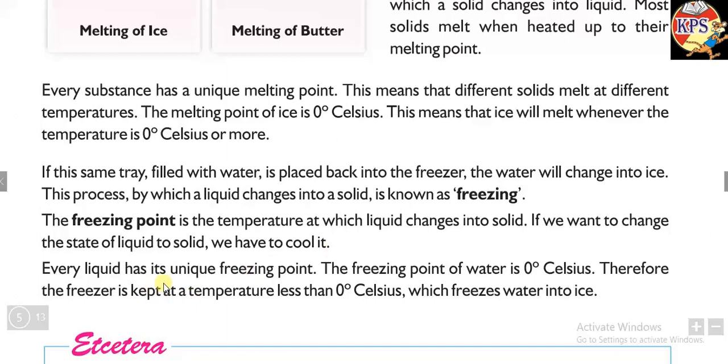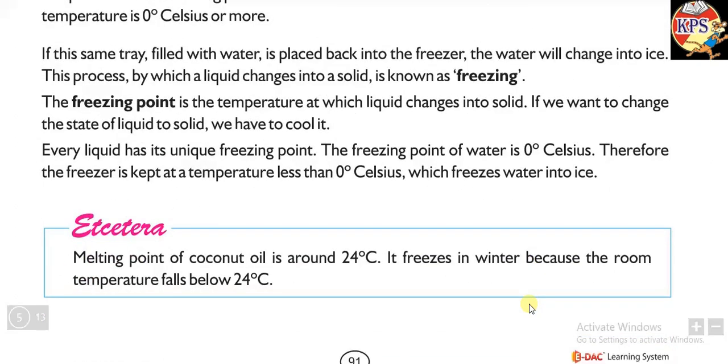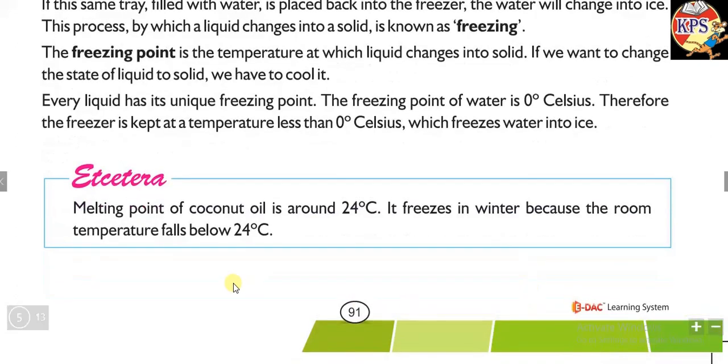Every liquid has its unique freezing point. The freezing point of water is 0 degrees Celsius. Therefore, the freezer is kept at a temperature less than 0 degrees Celsius, which freezes water into ice. So at which temperature can you freeze water? We can freeze water at 0 degrees Celsius, or the temperature should be below 0, like -2, -10, -20. So you can easily freeze the ice.